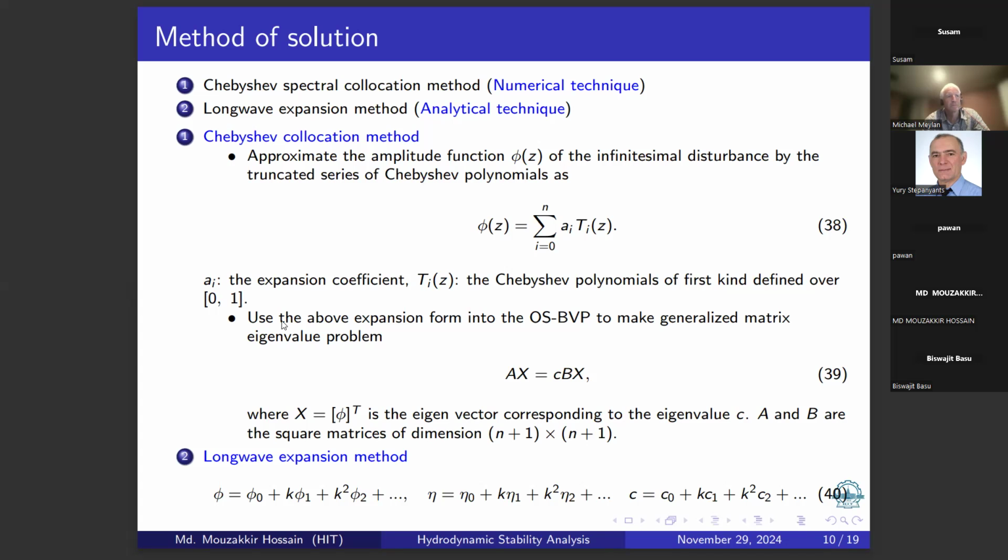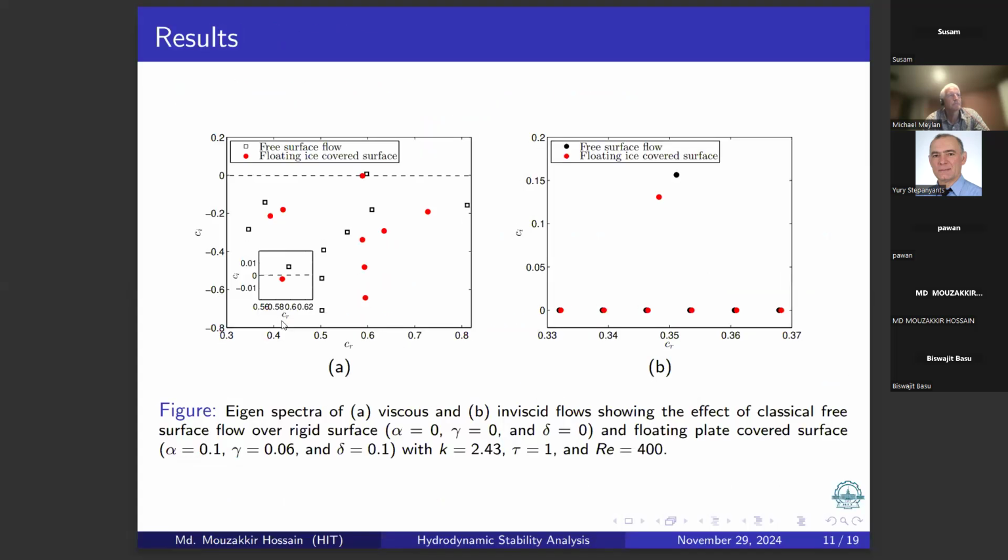So if one can find this eigenvalue C and the corresponding eigenvector, one can easily find the growth rate of the linear disturbance, and from this eigenvector one can also derive the different energy components of the fluid flow.